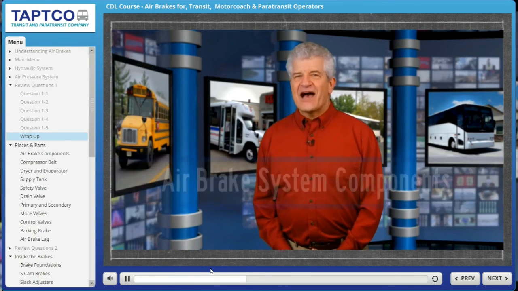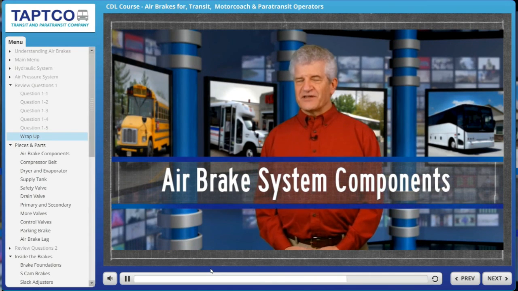Okay, good job. Now let's look at the pieces and parts of the air brake system.